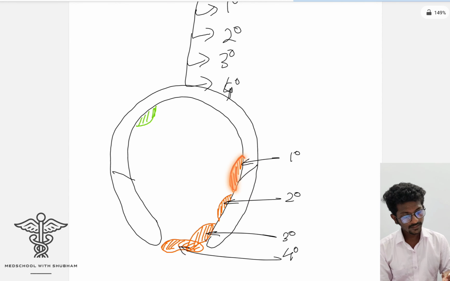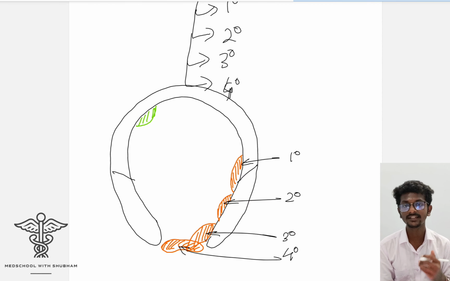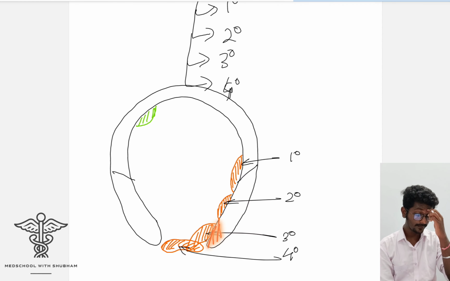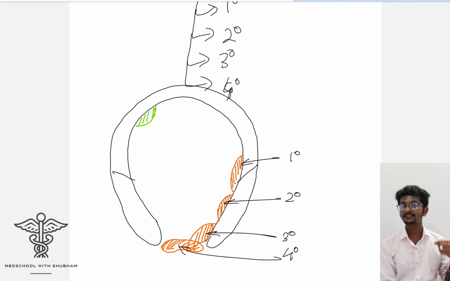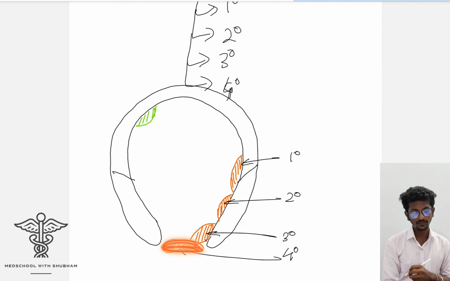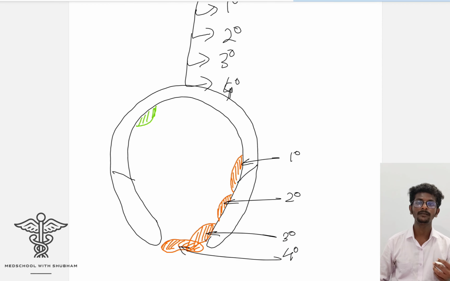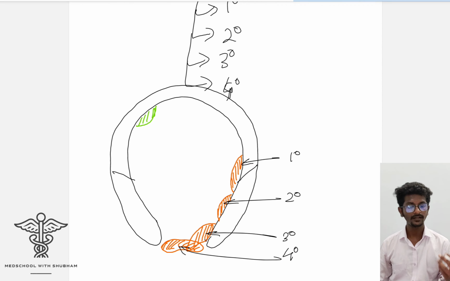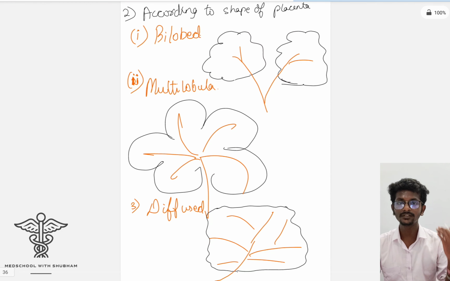Then at the junction of the upper and the lower segment is called as 1 degree. Completely inside the lower uterine segment, then it is 2 degree. At the junction of the lower uterine segment and the internal os, then it is 3 degree, and completely over the internal os is the 4 degree. 4 degree is the most dangerous one, upon which if you have the 4 degree placenta praevia, then normal vaginal delivery is not possible. Sometimes also in 3rd degree normal vaginal delivery doesn't take place.